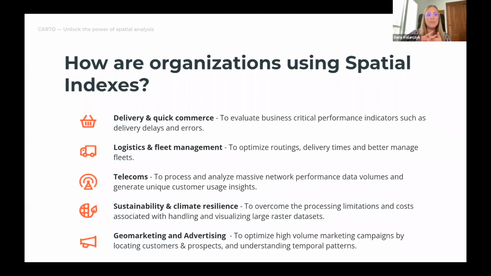For example, delivery and quick commerce companies need to evaluate critical KPIs such as delays and errors in their deliveries. To understand this, they need to analyze really massive amounts of data. Companies in the logistics and fleet management space are constantly looking for ways to improve their routing for better delivery times and better operational efficiency. Once again, large amounts of location data need to be taken into account. Telecoms are another great example. Spatial indexes there are used to analyze massive amounts of network performance data to generate customer usage insights.